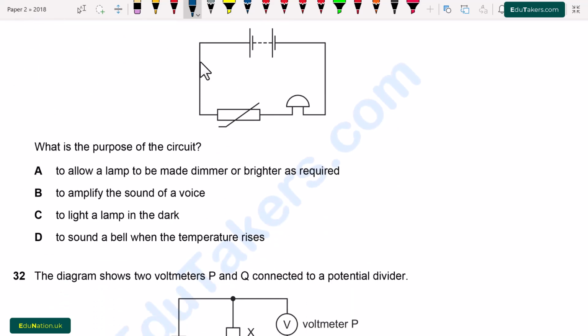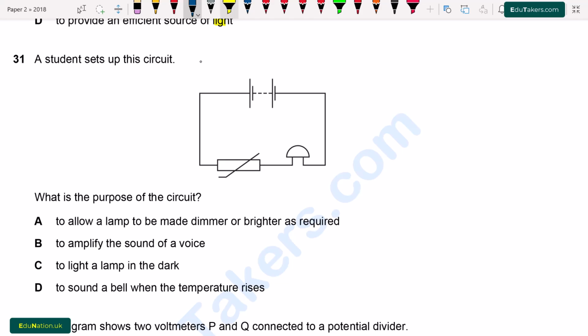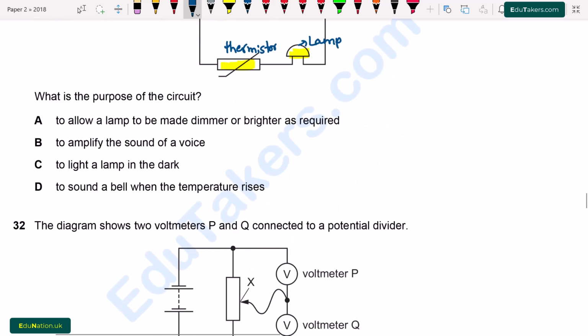Question number 31. A student sets up this circuit. So there is a circuit, there is battery and lamp. And this is basically thermistor. I write here thermistor. This is lamp. What is the purpose of this circuit? Option A. To allow a lamp to be made dimmer or brighter as required. B. To amplify the sound of voice. C. To light a lamp in the dark. D. To sound a bell when the temperature rises.